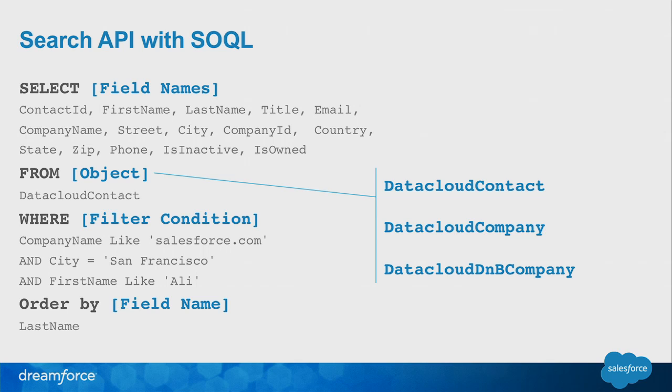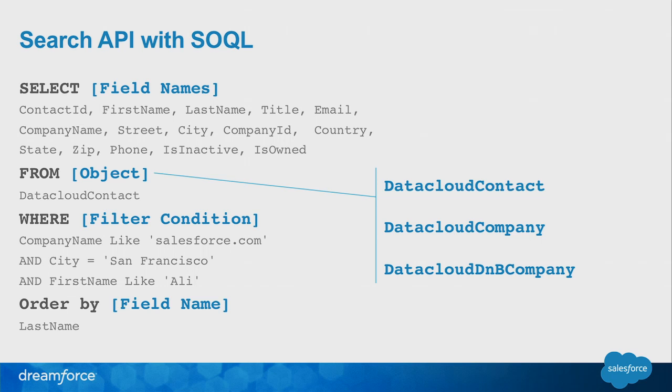So 4 different components, really. You select the fields you want. Based on the different objects within the Data.com APIs, which are called Data Cloud Contact, Data Cloud Company, and Data Cloud D&B Company, you can select the object you want. Each object obviously has a different set of fields. You can do describes on them and get the list of fields that are available. If you're using a tool like Workbench, you can just drop those fields in and it'll show you which one to pick. Then you can set a filter condition, which companies or which contacts you're interested in.